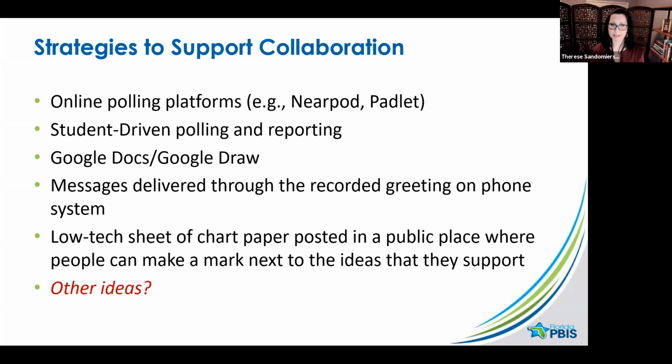And even you can go very low tech. When people are coming back to schools, you can put some big chart paper up at the entrance to the school with a question for people to respond to, and they can just write their answers on a sticky note and put it up on that sheet of paper. Now, if you have other ideas on strategies that schools can use to get ideas from family members to inform Tier 1 decision making, please go ahead and type those into the chat.